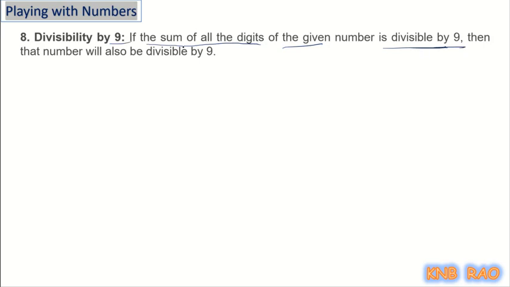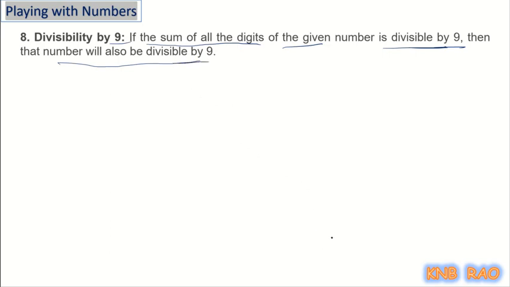Just like the divisibility test of 3, we have the divisibility test of 9 also, where we need to do the sum of all the digits. If the sum of all the digits of that number is divisible by 9, then that whole number is divisible by 9. This is the divisibility test of 9.